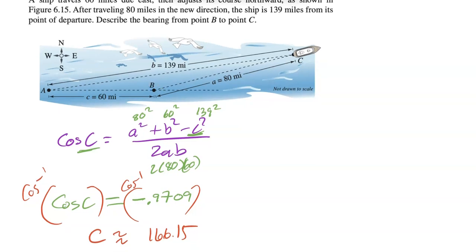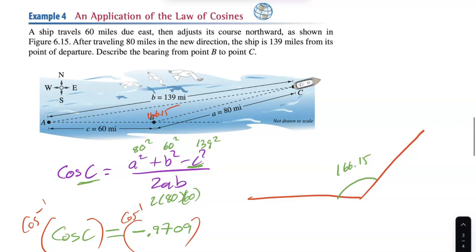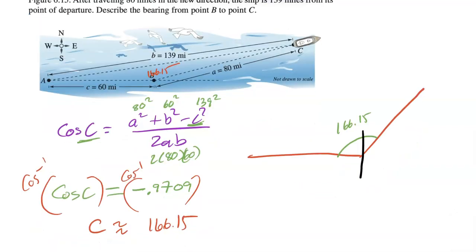So that's how long this line is here. It's 166.15. But now let's talk about bearing. So let me recreate this picture here. We're going like this and going like that. All right, we know all of this is 166.15. Remember, bearing is from north. So if we make a little chart like that, there's my north. The bearing we want is this guy. This is bearing. So it's from the north to there is my bearing.